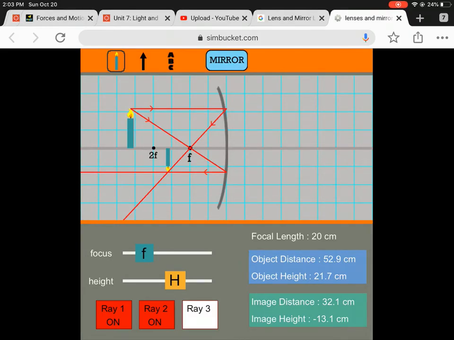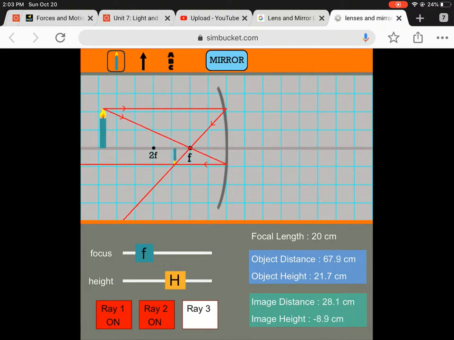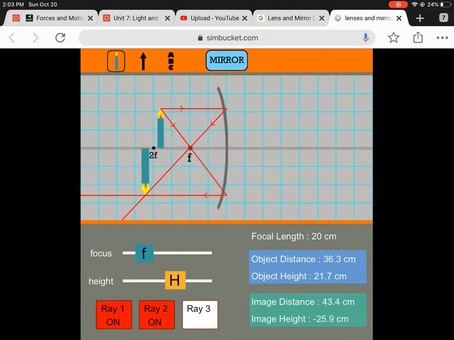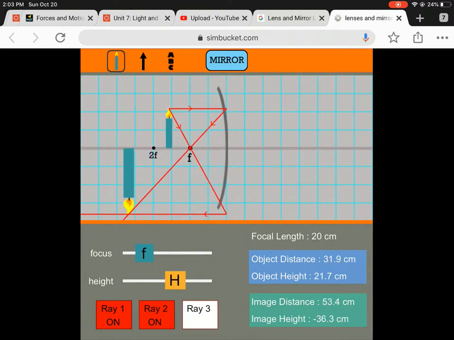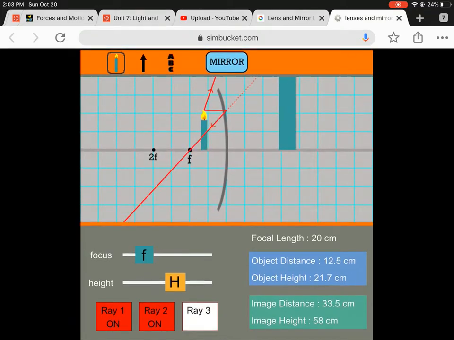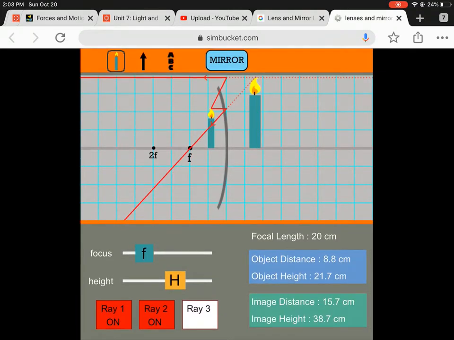So let's see an example of what that looks like. Here, this is all real images, real, real, real. Now it's bigger, but still real. As I flip here and get really close to the mirror, I have this virtual image. It's virtual because it's on the back side of the mirror, and it's virtual because it's not a real intersection of light. Now watch the video attached to your notes to see how you draw these virtual images.